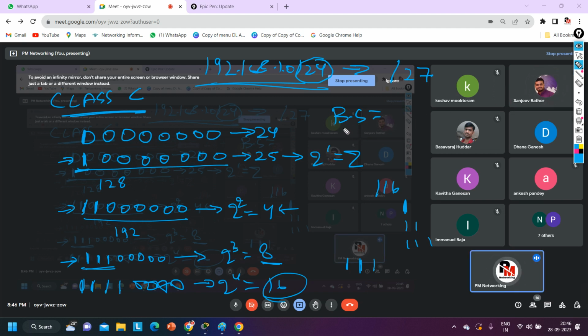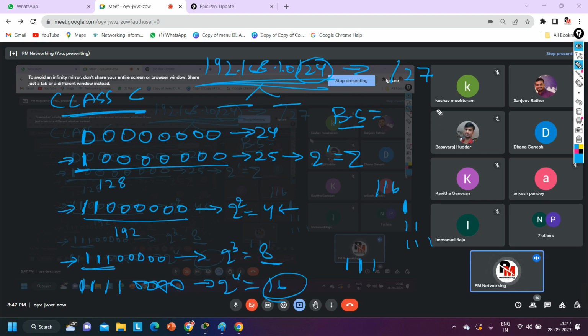Now see block size. Block size tells us from where your next network will start. Let's say you have divided one network into 2 parts. You have to find from where the first network is starting and from where the second network is starting. If you divided it into 4 parts, then from where the third network is starting, from where the fourth network is starting. So block size is the tool which tells you from where your next network is starting.